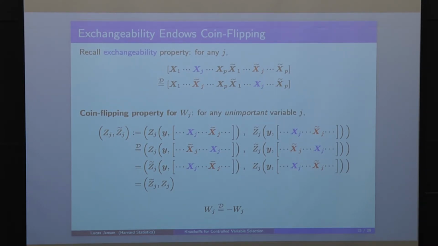Now, of course, all I've told you is that the coin flipping property holds marginally for the w's, but a very similar argument, just jointly over a group of zj tildes, would give you the same argument jointly over all the zj's, so that not only do you have coin flips, you have independent coin flips.